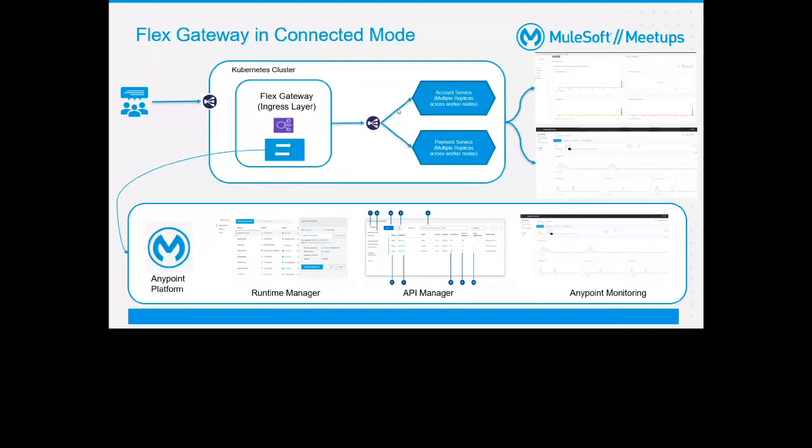If one of the replicas goes down, the other replicas will accept the requests, and the replica which has broken will try to recover automatically. Here you can use all the out of the box capabilities provided by MuleSoft. You can use Runtime Manager, API Manager for applying policies, and out of the box Anypoint Monitoring for API metrics. This kind of thing you can easily use with Flex Gateway in connected mode.